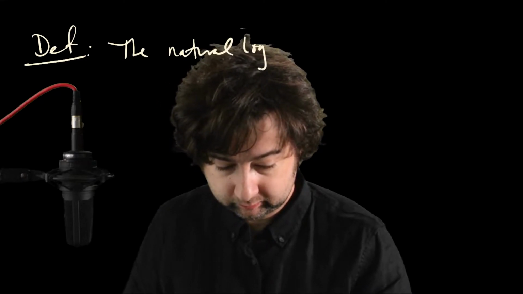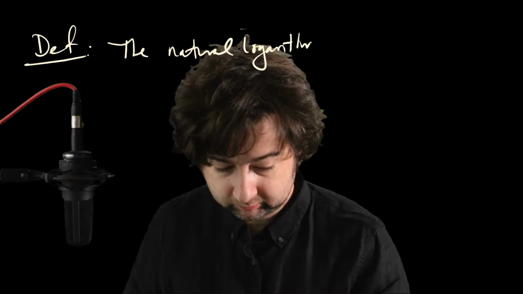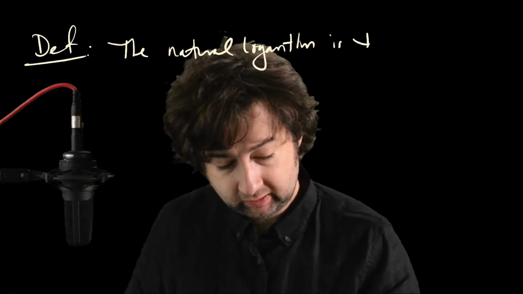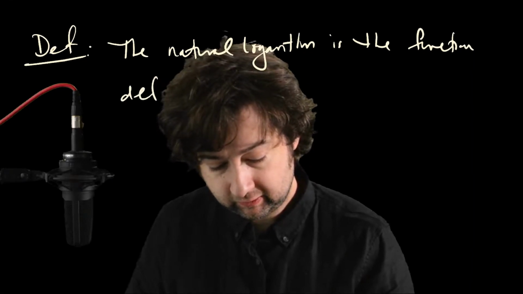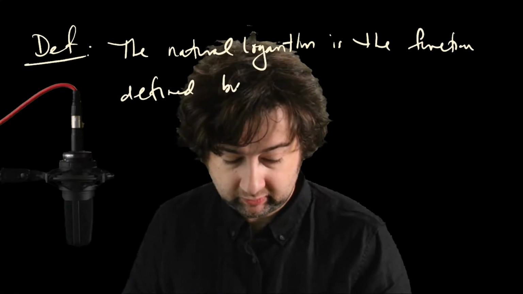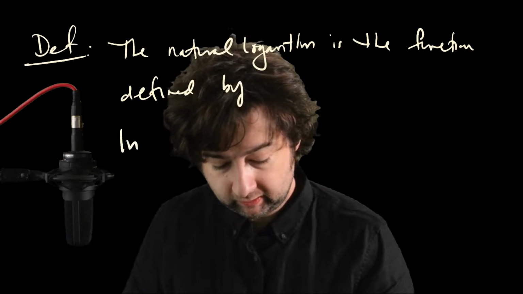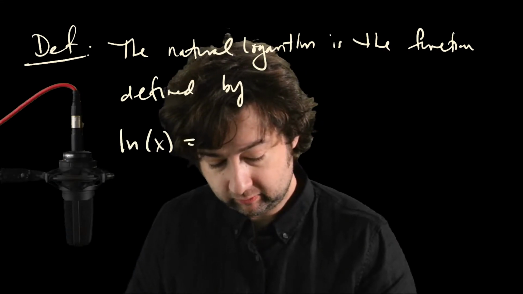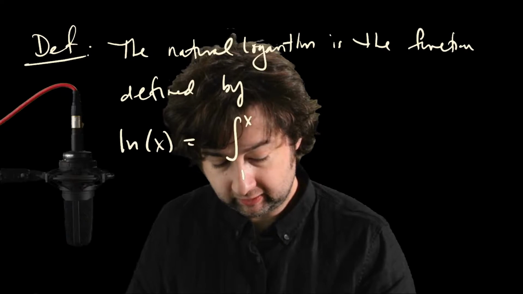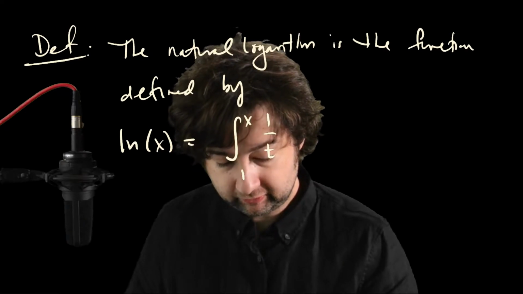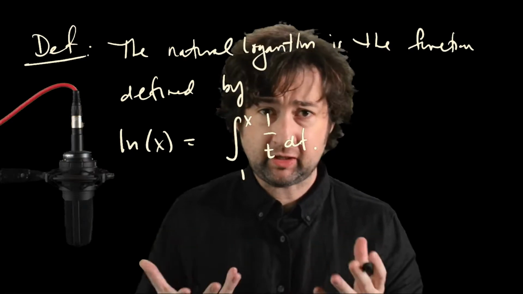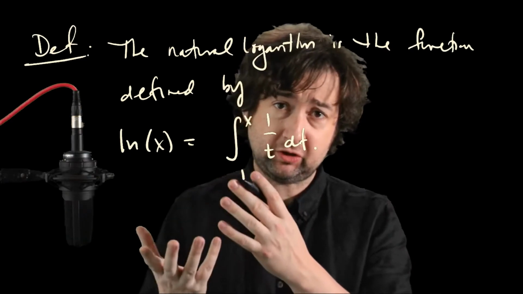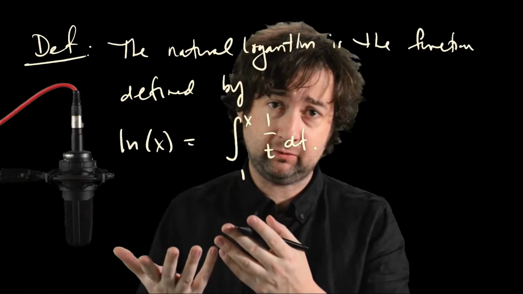The natural logarithm is the function defined by ln of x is equal to the integral from 1 to x of 1 over t dt. Now that might look kind of weird that we're defining a function in terms of this integral.